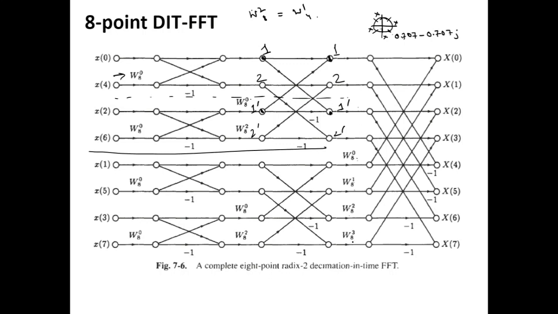W 0 8, 1 8, 2 8, 3 8. That's it, you just have to remember 3 twiddle factor values. बाकी ये तो easy है, otherwise 0 8 आपको calculate करना पड़ेगा, देखना पड़ेगा. This is just 1 by 4, just you can imagine and you can just write it down. Okay, so that's why I prefer to represent the twiddle factors in this form.